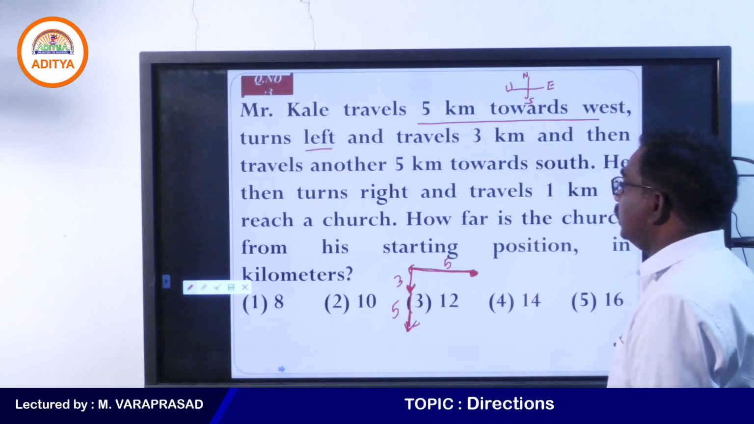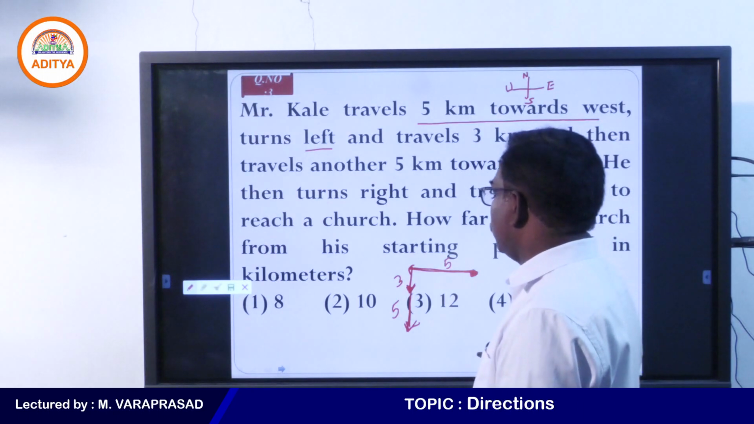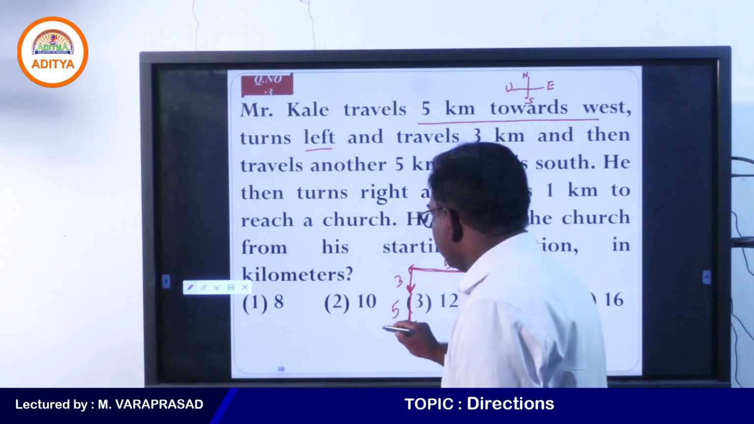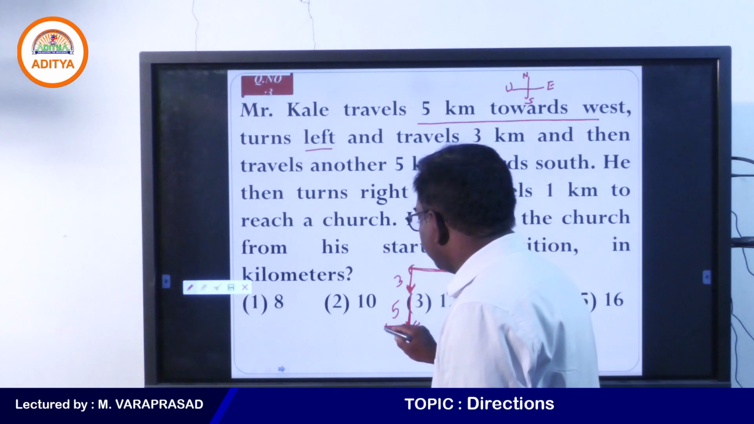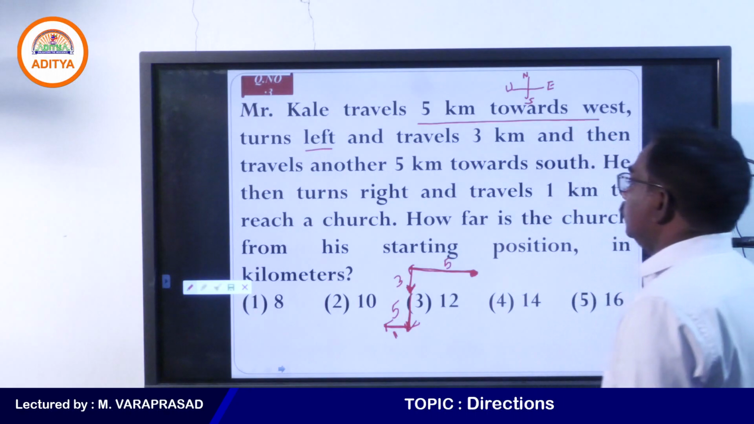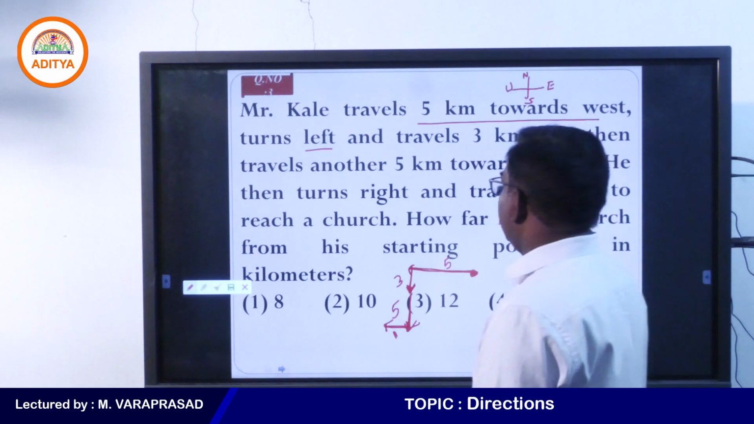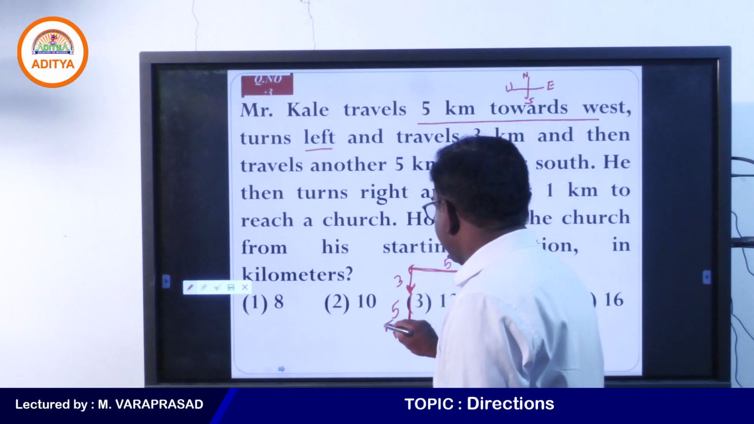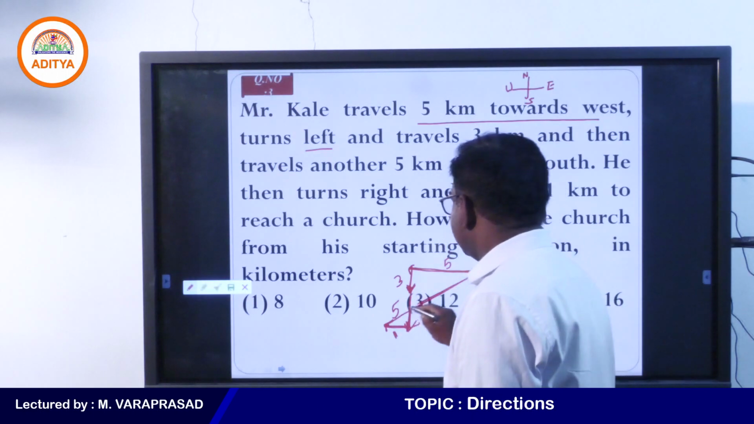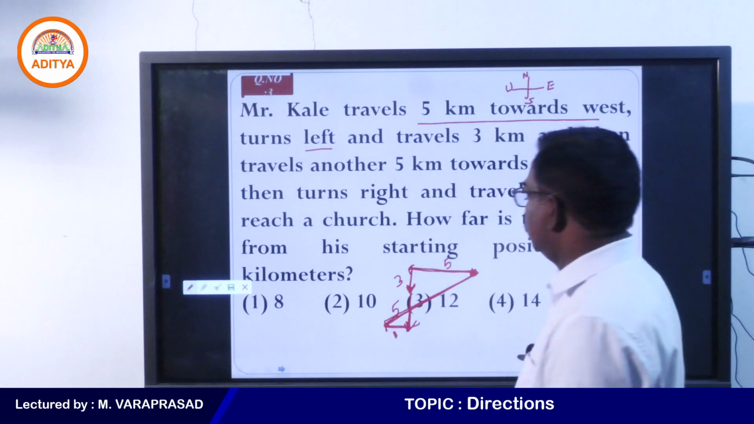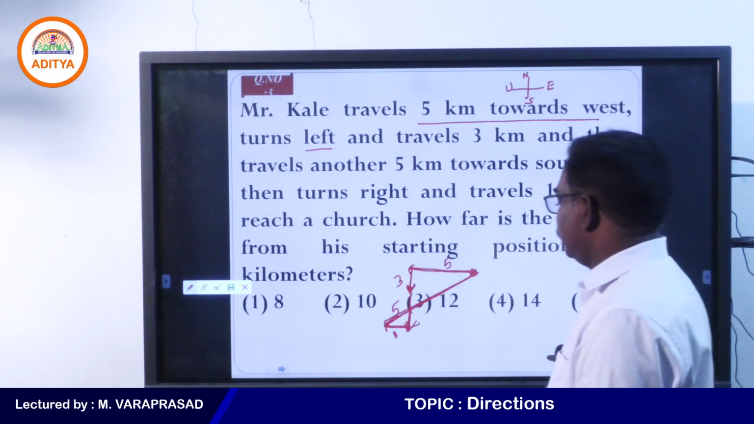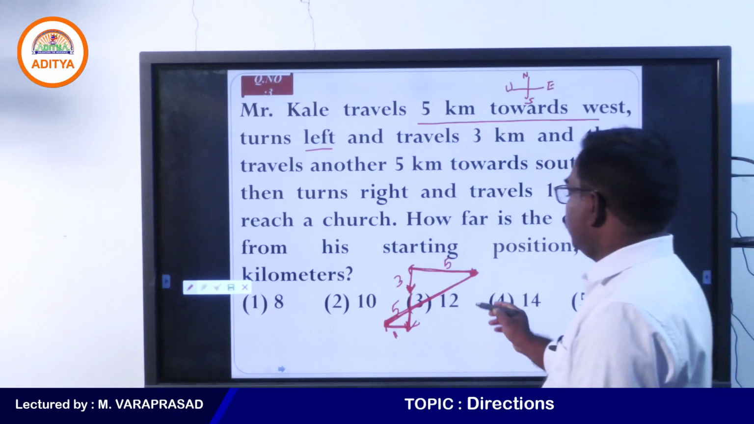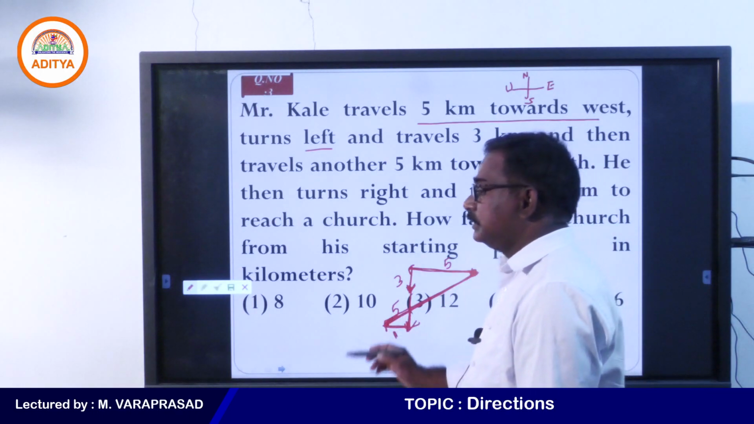Next, he turns right and travels 1 kilometer. Now he turns right, clockwise, and travels 1 kilometer to reach the church. How far is it from the starting point? So this is the starting point and this is the ending point. Now he is asking this distance. Yes, my students, what answer will you get here? What is the distance from this place to this place?